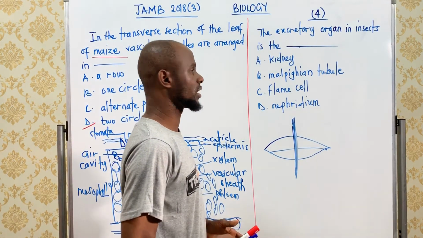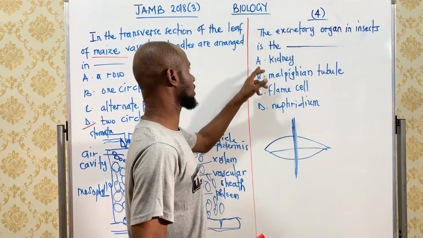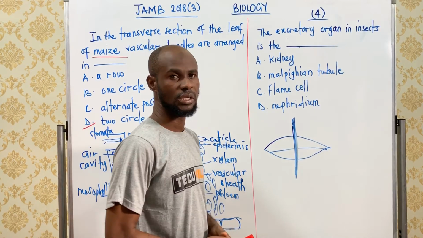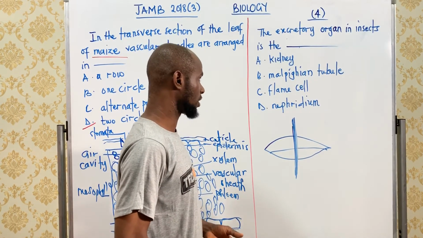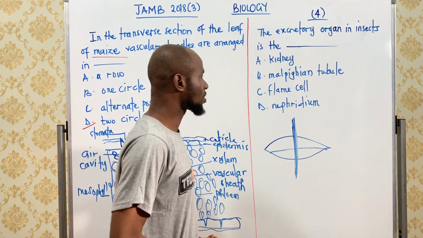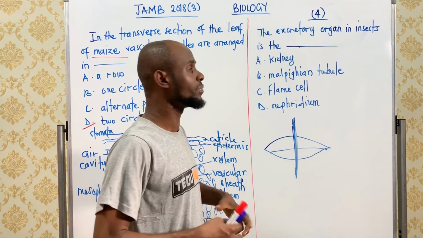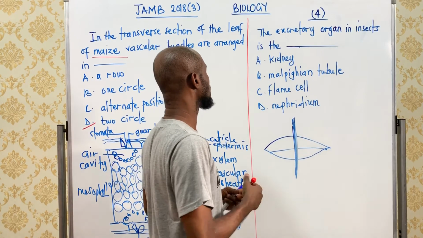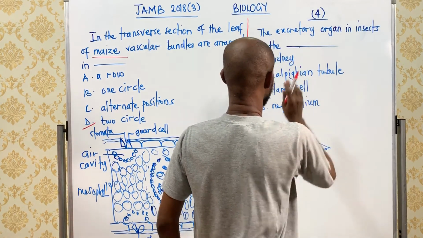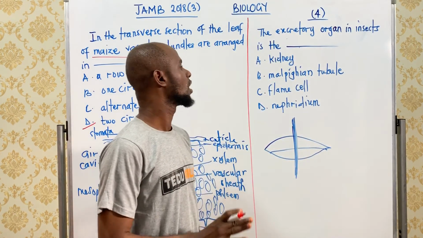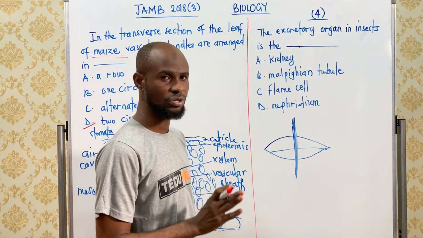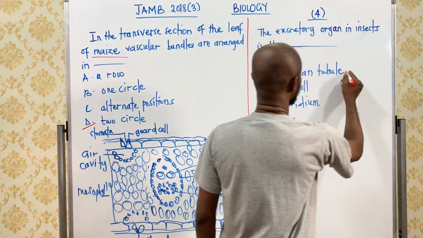Now let's go to the next question. The excretory organ in insect is the dash. A, the kidney. The kidney is an excretory organ in mammals generally. The kidney is also an excretory organ in the birds. The kidney is an excretory organ majorly in vertebrates. So the answer is not kidney.